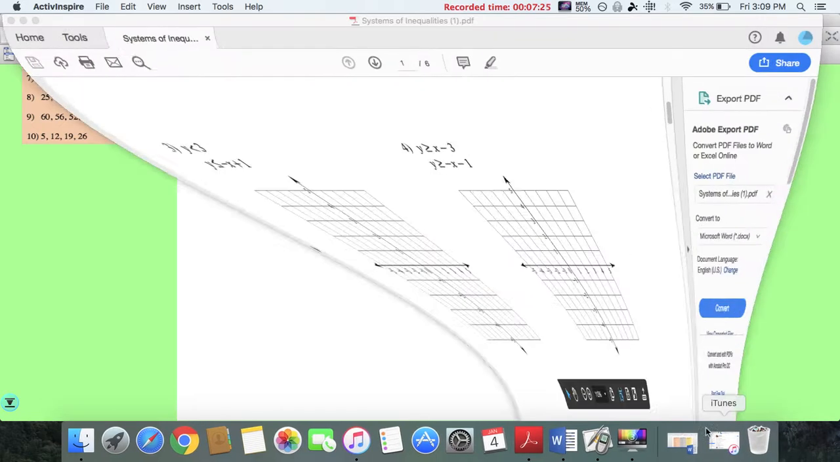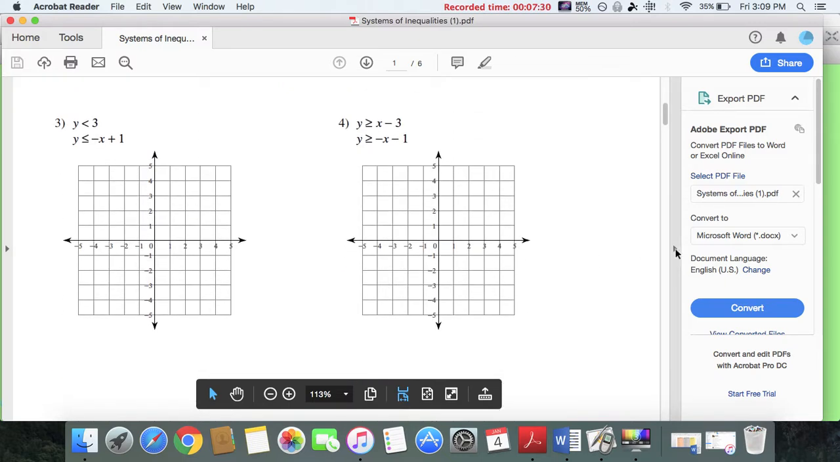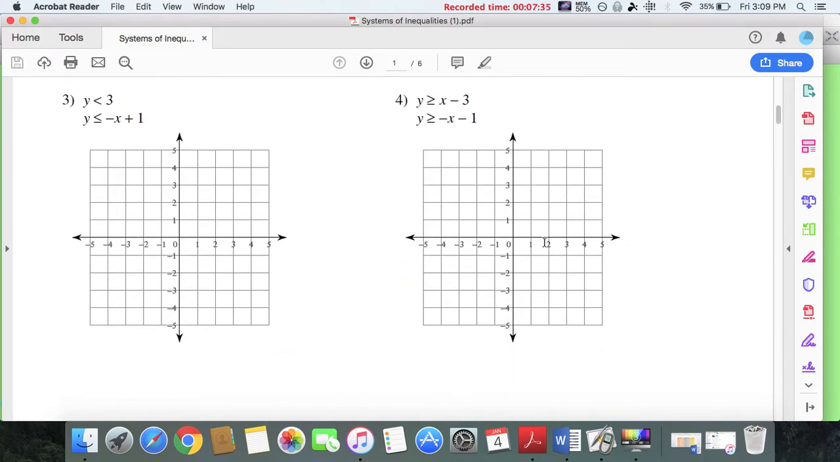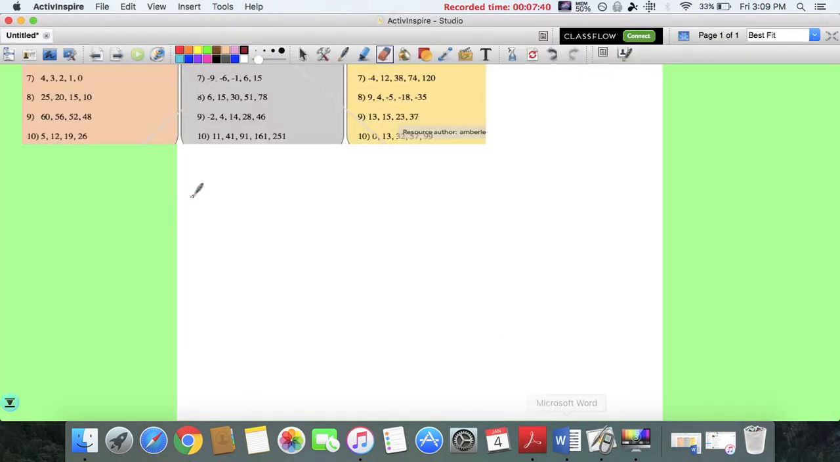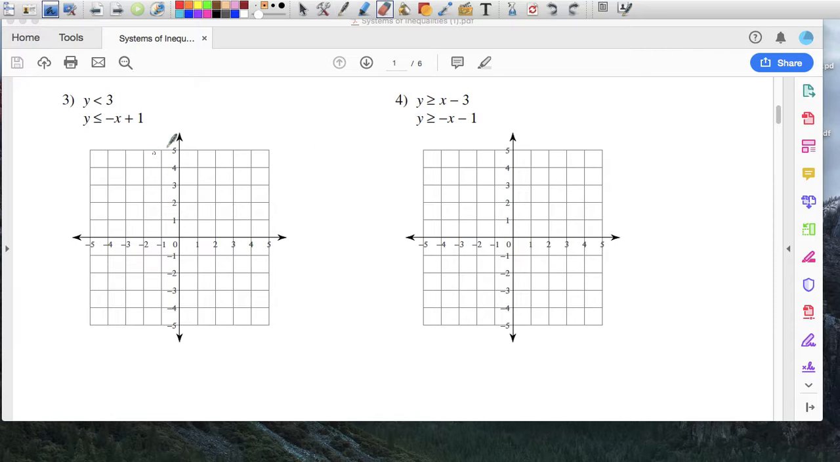There's some graphing to do. Oh yeah, this one. So I was told that I didn't do number 3, so I'll do number 3 now, and I'll do 4, 5, 6. So 3 was from yesterday. Okay, so let's start. Y less than 3, so let's find 3. It's here. Right, so it's going to be a straight dashed line. It's a horizontal dashed line. So that is going to be my y less than 3.